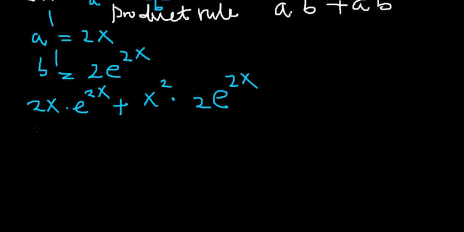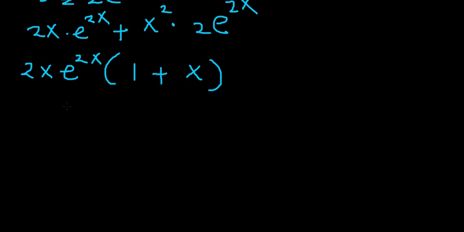So this will give us, for this case, 2x e raised to 2x is common in both cases. So we're going to put it outside the bracket, and then inside the bracket we're going to have 1 plus x. So that would be the answer. So we can look at also another example.